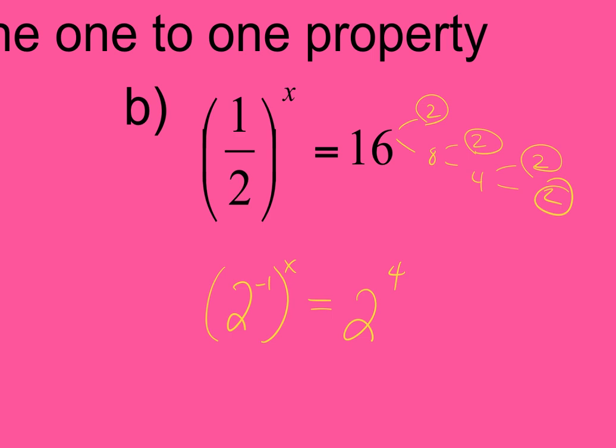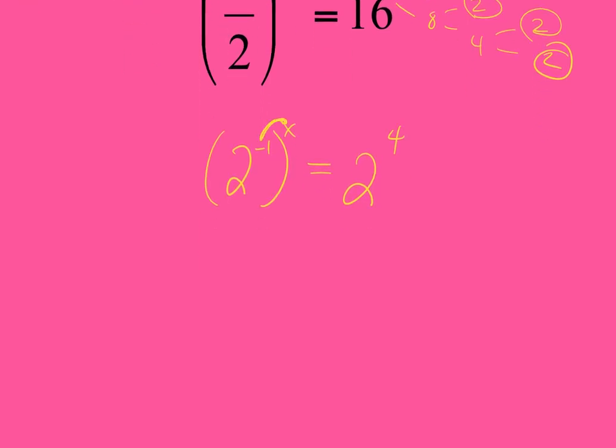You will never get these without a calculator and not have something that's a factor of the other. Like they have to break down to have the same base. There's a way to do it with a calculator, but we'll get to that later. So now I would multiply these exponents, because when I raise a power to a power, I multiply, and I get 2 to the negative x equals 2 to the 4th. And the bases are the same, so negative x equals 4, and x equals negative 4.